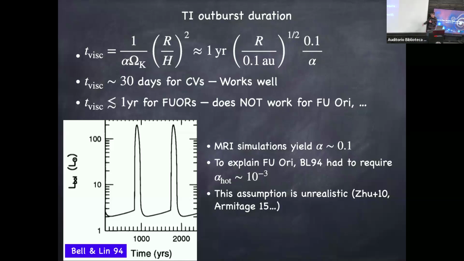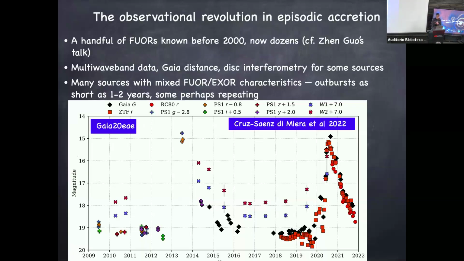Okay, and many people picked up on this and correctly criticized this model. Just to say that in CVs, because the size of the unstable region is much smaller, the prediction actually works very well. So there it's consistent, but not for FUOR type systems.